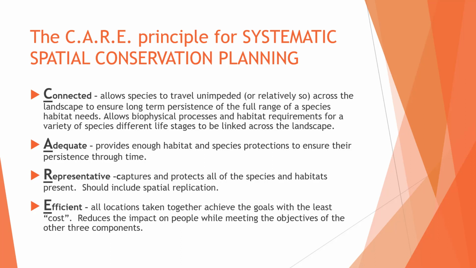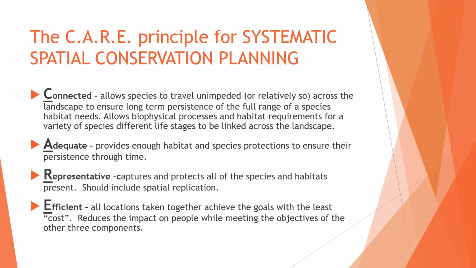In other words, it allows biophysical processes and habitat requirements for a variety of species' different life stages to be linked across the landscape. An adequate plan provides enough protection of species and their required habitats to ensure their persistence through time. A representative plan captures and protects all of the species and habitats present and further ensures this by including their spatial replication. And finally, in an efficient plan, all locations taken together achieve the goals with the least cost, thereby reducing the impact on people while meeting the objectives of the other three components.